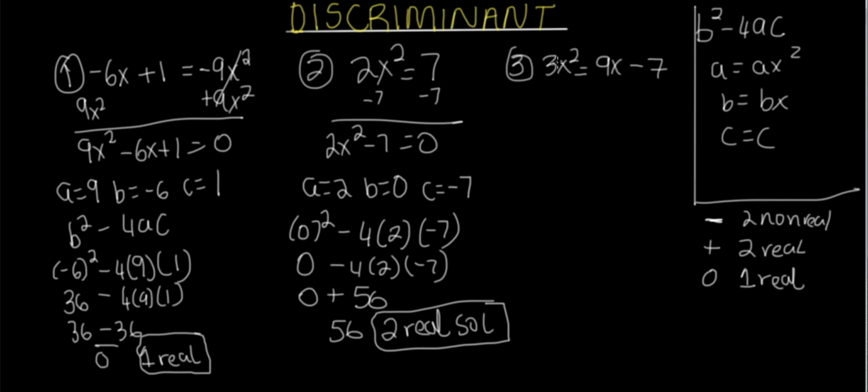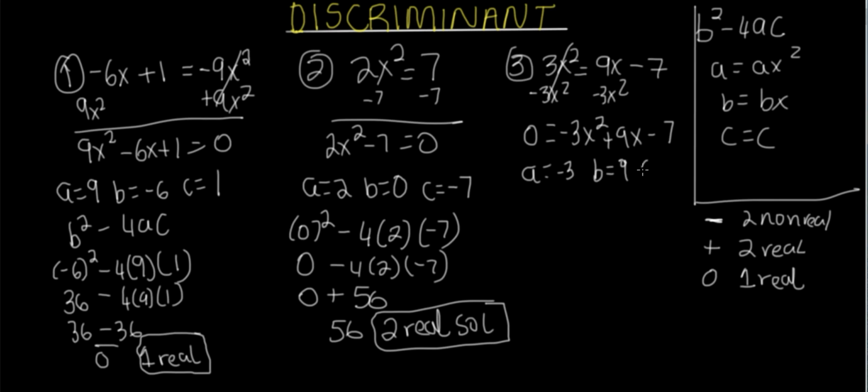All right, finally this one. I could either move my 3x squared to this side or move these two to the other side, it really doesn't matter. Let's just move the 3x squared because it seems easier. Just remember to put it in the front. So 0 equals negative 3x squared. 9 is positive, so plus 9x minus 7. If I moved these to the other side, I would get different signs, but it would all work out when we do the simple math. So here I have a is negative 3, b is 9, and c is negative 7.